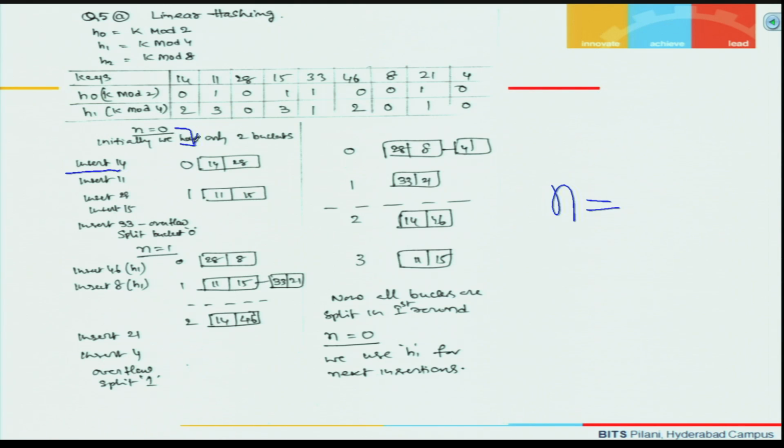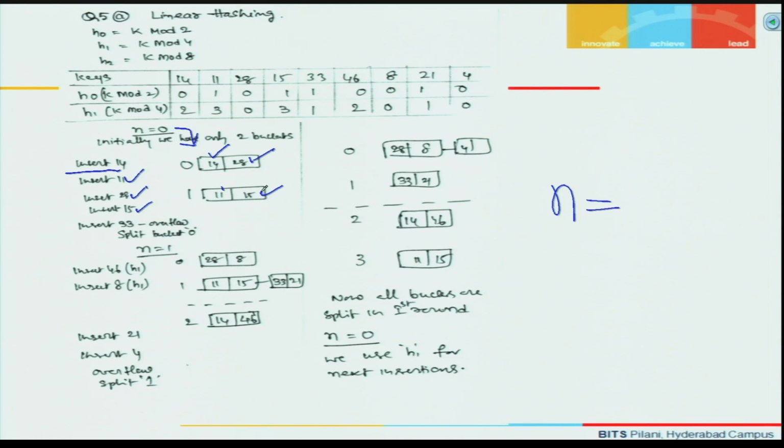Now when I am inserting 14, since I am using only h0, 14 mod 2 is 0, so 14 will get into the 0th bucket. 11 mod 2 is equal to 1, hence it will get into this bucket. 28 mod 2 is 0, it will get into this bucket. 15 will get into this bucket. So far there is no collision, no problem.